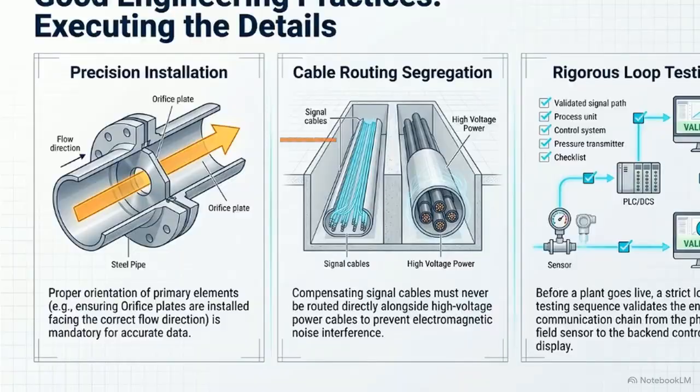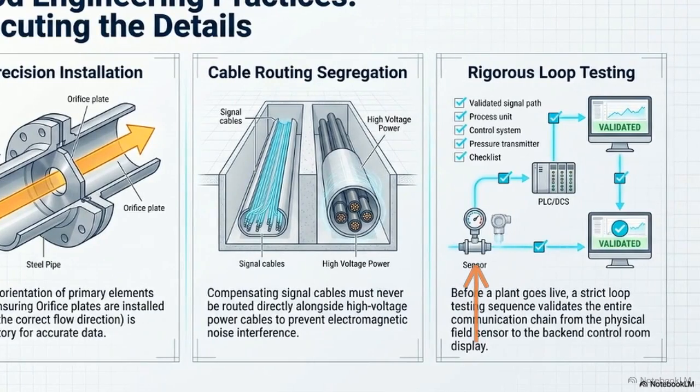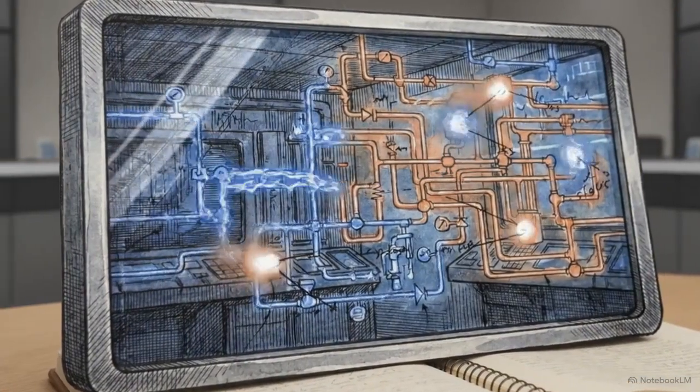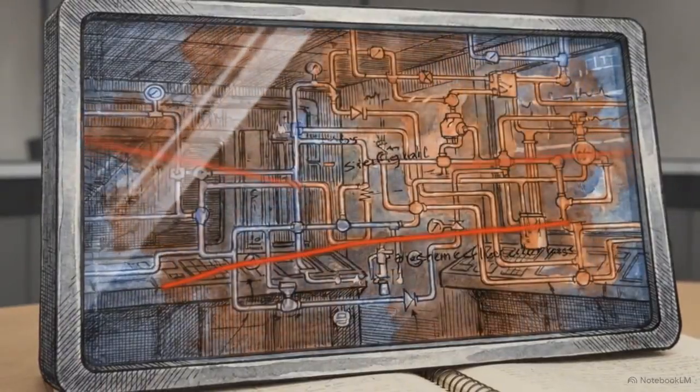Accurate data requires precise installation. First, flow disks must face the correct direction. Second, data cables must be segregated from high-voltage lines to prevent interference. Finally, rigorous loop testing validates the entire signal path from the field sensor to the digital control room screen. If you overlook these small details during construction, the sophisticated systems meant to manage the factory will be effectively blind.